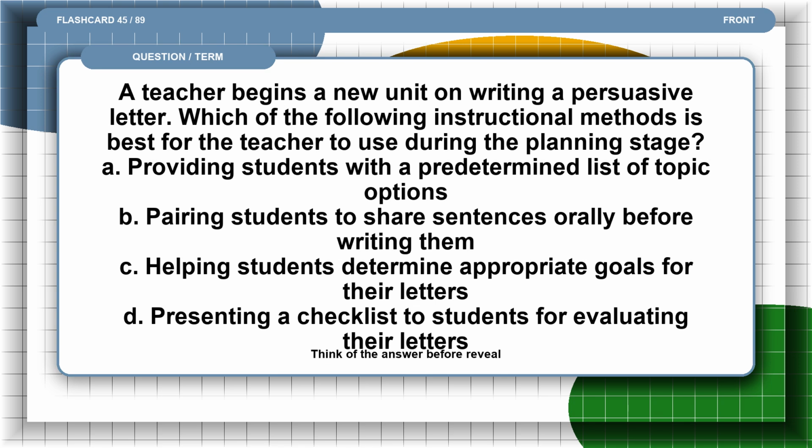Flashcard 45. A teacher begins a new unit on writing a persuasive letter. Which of the following instructional methods is best for the teacher to use during the planning stage? A. Providing students with a predetermined list of topic options. B. Pairing students to share sentences orally before writing them. C. Helping students determine appropriate goals for their letters. D. Presenting a checklist to students for evaluating their letters. Pause and think of the answer before the reveal.